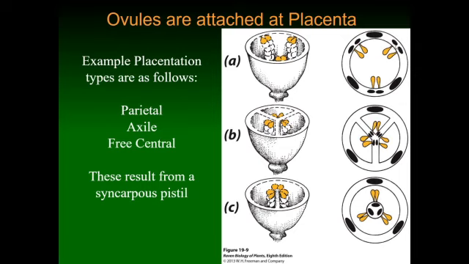One of them is called parietal. Parietal means it's basically stuck along the outside. If you've ever opened up a pumpkin, you've noticed that a lot of the seeds are usually on the sides of the pumpkin wall. So if you carved a pumpkin, that has parietal placentation. They're along the edge.